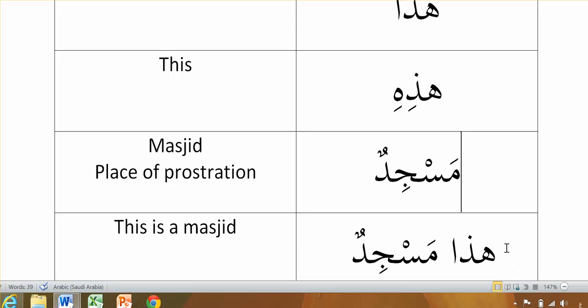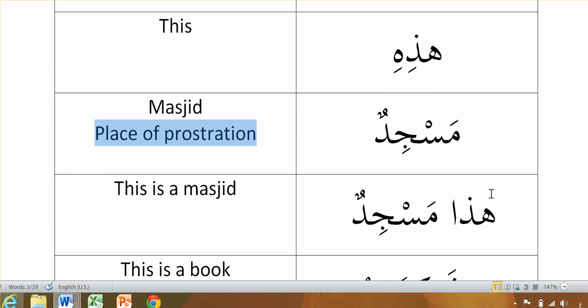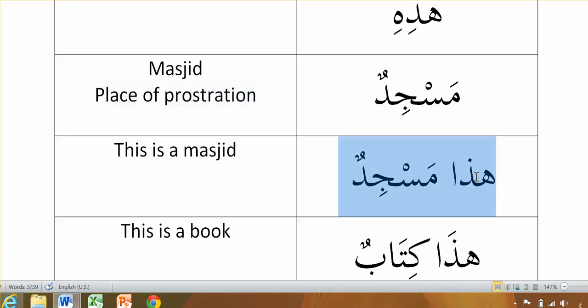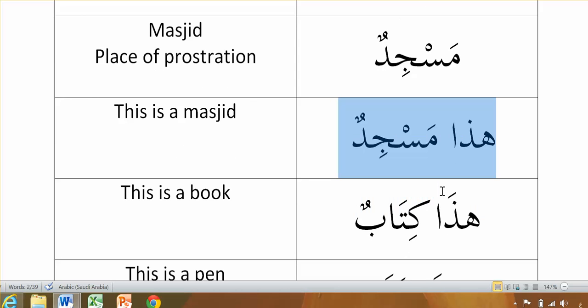Now let's learn a word, masjidun, which literally means masjid. We really don't need to translate that, we know what it is. But literally it means a place of prostration, a place where you prostrate, you put your face on the ground. We form a sentence now, the most basic sentence. هذا مسجد. Say that. هذا مسجد. This is a masjid.